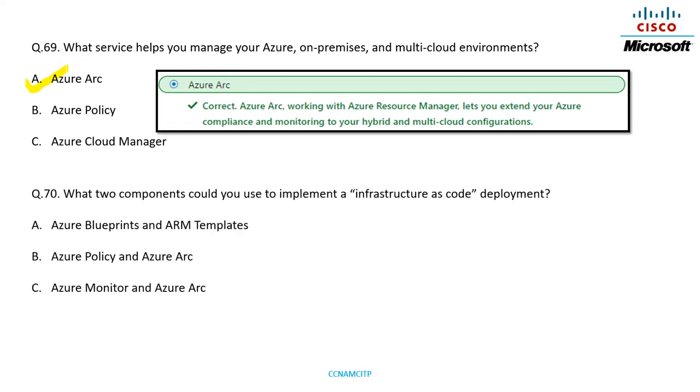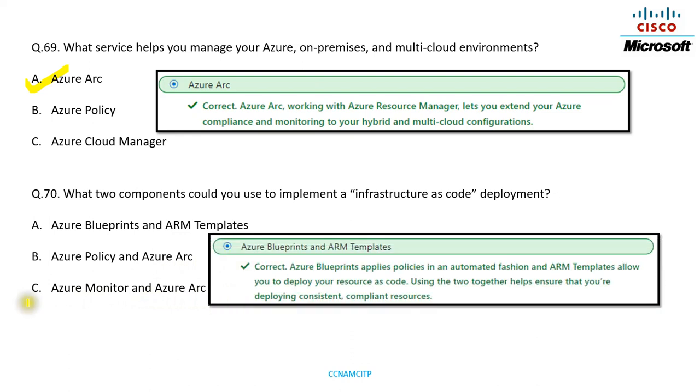and the next one is, what two components could you use to implement infrastructure as code deployment? So two technologies you have to use: Azure Blueprint or ARM, Azure Policy and Azure Arc, Azure Monitor and Azure Arc. So the answer is A. Okay, Azure Arc is used to manage multiple locations. So here there is no concept of this; wherever Azure Arc is mentioned, you should select A as your answer.